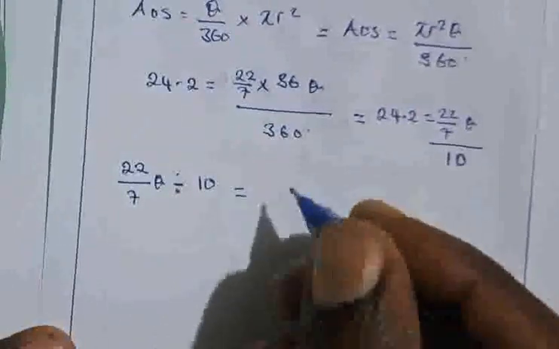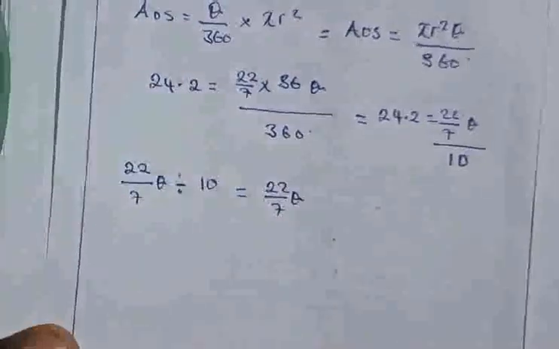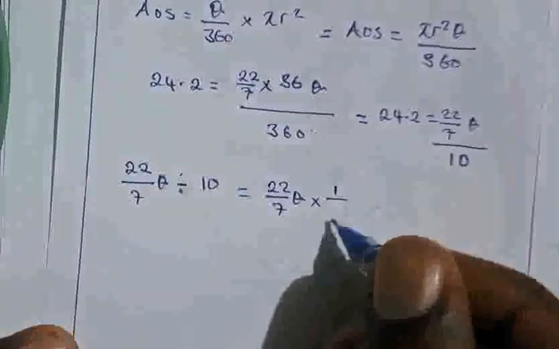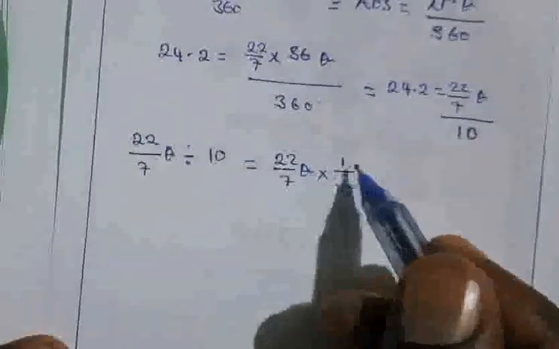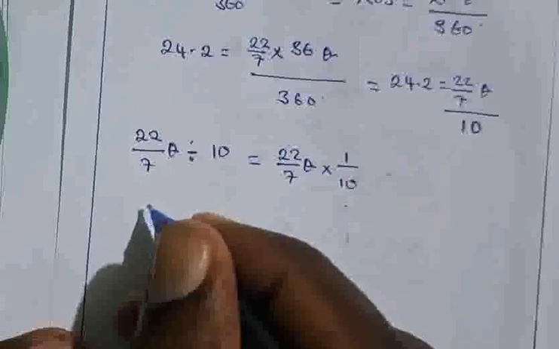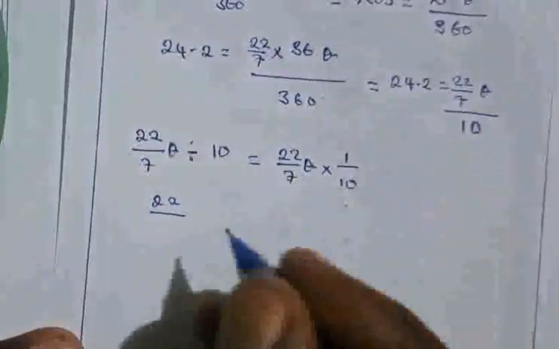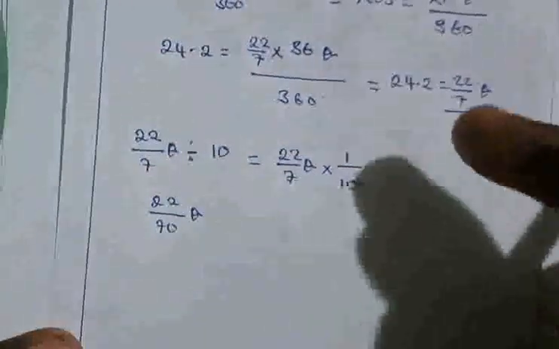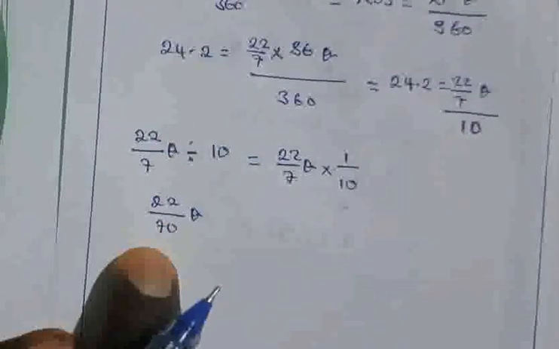This one will give us 22 over 7 theta times 1 over 10, isn't it? Yeah. Then 22 times 1. Here we're going to have 22 over 7 times 10, that is 70 theta. So this part here is giving us 22 over 70 theta.